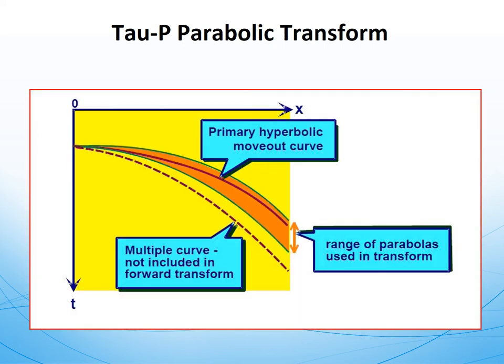This is an example of the Tau-p parabolic transform. Instead of having a tangential of one at this particular hyperbola, we have a range of parabolas used during the transform. Okay, not only a single line, but a range of parabolas. Therefore, by doing this way, basically you eliminate the multiple curve before you do the transform itself. So in your Tau-p domain, you no longer have this particular multiple, so after you do the forward transform, you can straightforwardly do the inverse transform. Means that you already eliminate the multiple which is not inside your forward transform in the first place.